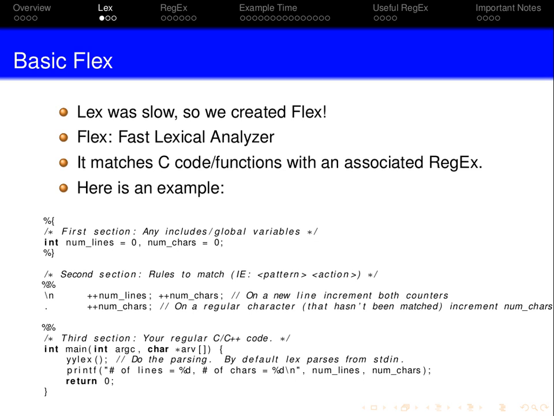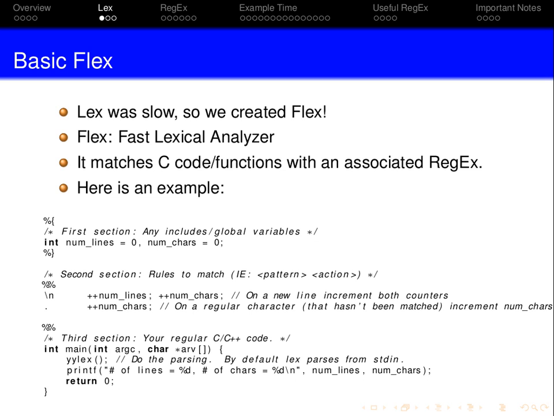So the tool we're actually going to use is called Flex, and it's because the original program was called Lex, and it was too slow, so they made Fast Lex, and then called it Flex. Yeah, it's more flexible. The simplest way to think of it is it matches C code or functions with an associated regex. Once it finds the regex, it calls your C function. That is what it does.